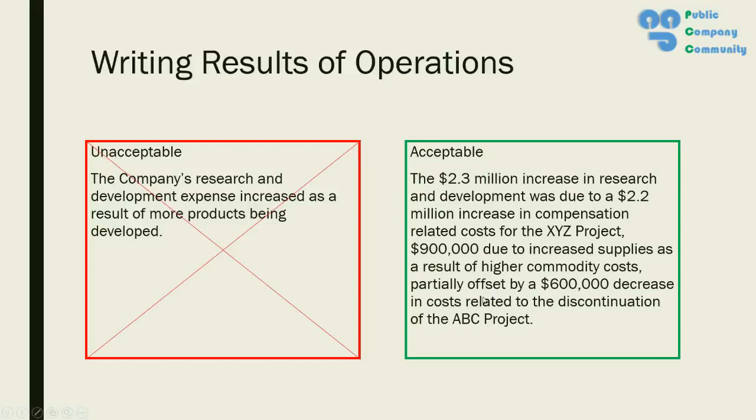Something that would be more acceptable: $2.3 million increase in R&D was due to $2.2 million increase in comp related to this particular project, $900,000 due to increased supplies as a result of higher commodity costs, partially offset by $600K decrease in costs related to the discontinuation of ABC project. This is way more meaningful. If I'm an investor and I'm looking at this, this is way more meaningful to me.